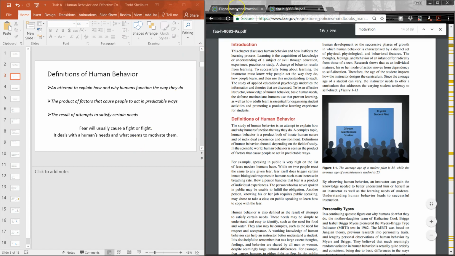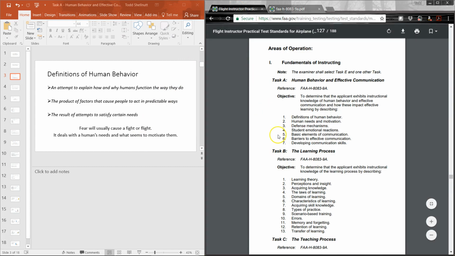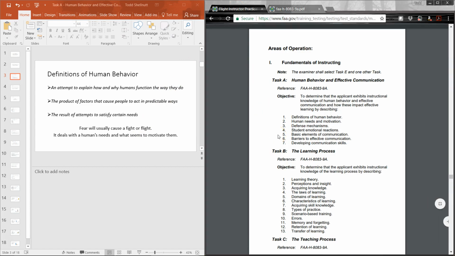So if I go back to the Flight Instructor Practical Test Standards, and I'm starting to prepare myself, I've got a little bit of knowledge here. I know what the definitions of human behavior is. But how do I start it? Well, if we look here in the objective for Task A, it says to determine that the applicant exhibits instructional knowledge of human behavior and effective communication, and how these impact effective learning. So you want to center around your opening with this examiner about how these items impact effective learning.